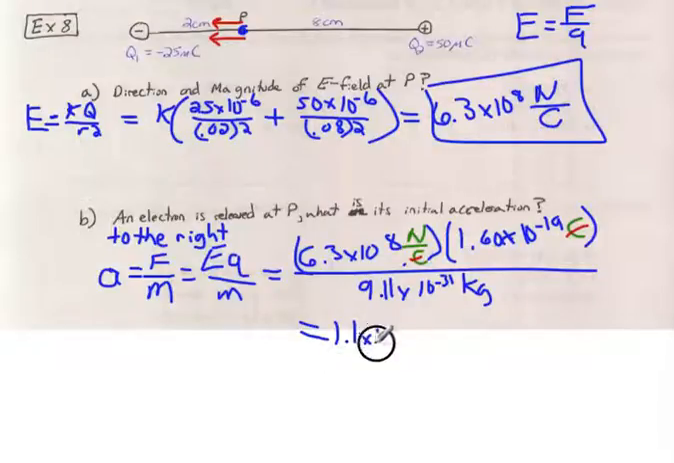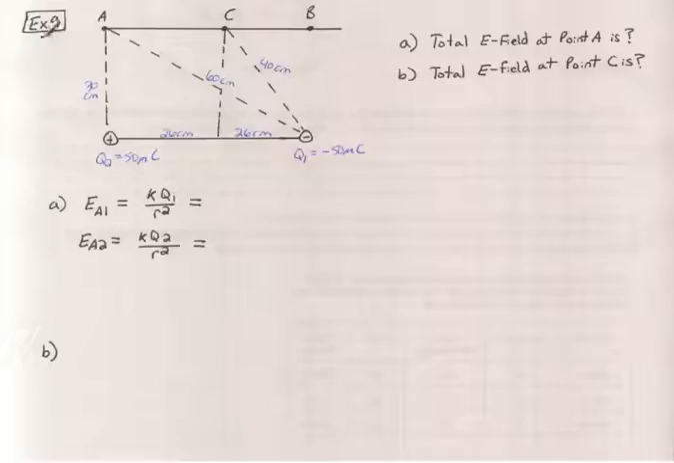1.1 times 10 to the 20th meters per second squared. So we can see that this electric field would accelerate that electron a lot to the right, right? The field's going this way, the electron's going to fly out that way. Okay, there's one example. Let's look at one that's a little more complex.